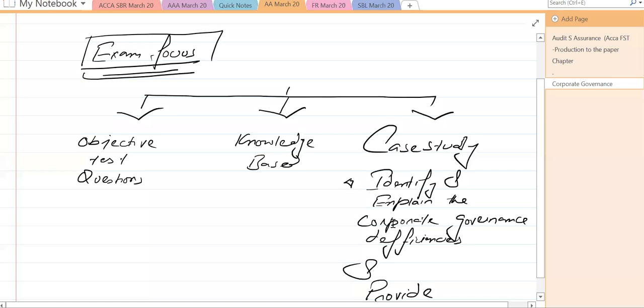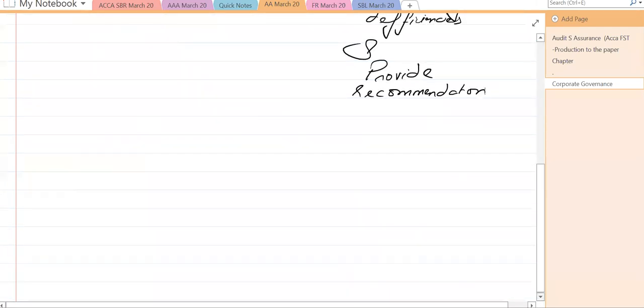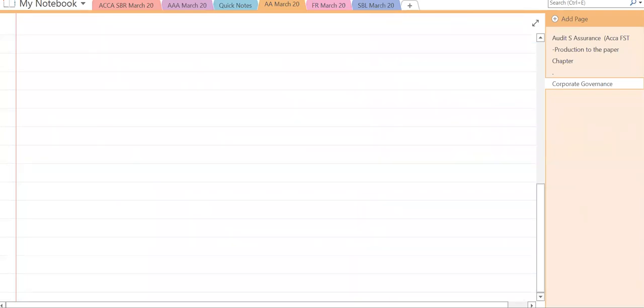In the knowledge base, you have the straightforward stuff, which I'll be telling you to learn by heart. And the objective test question, obviously, is going to be the conceptual thing. If you know the topic, you will easily solve the objective test questions. So this was the first thing, that is the exam focus.